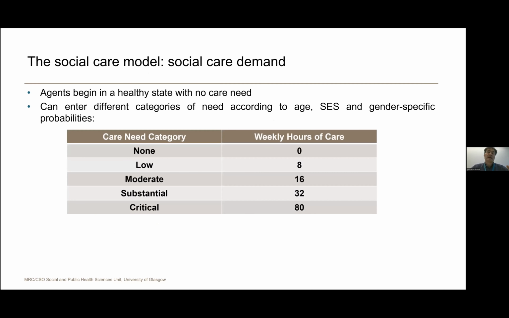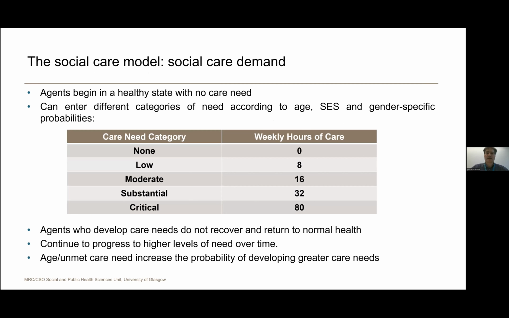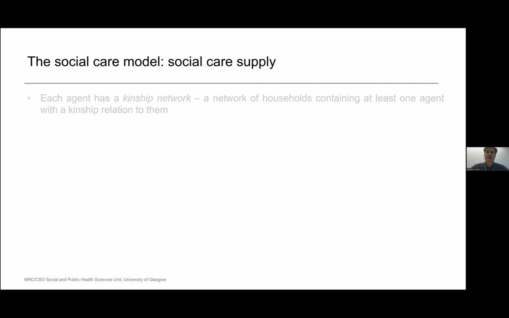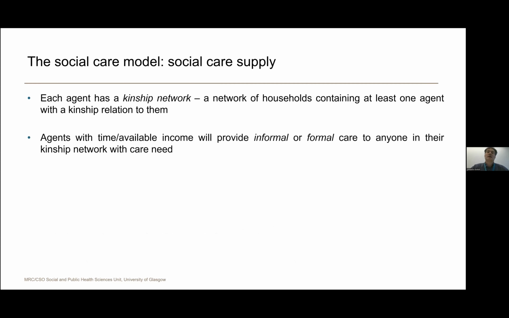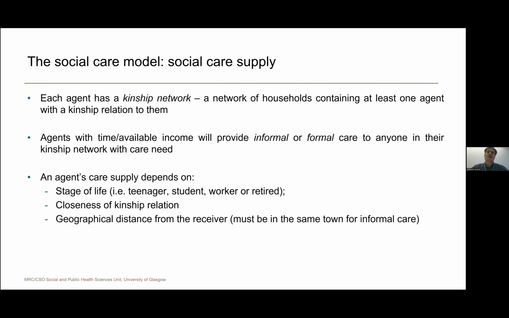And as people age, they develop some social care need, which depends on age, socio-economic status, and gender-specific probabilities. And they can also count on the supply of care from their kinship network, which can provide informal and formal care. The care supply depends on the stage of life, closeness of kinship relation, and geographical distance.